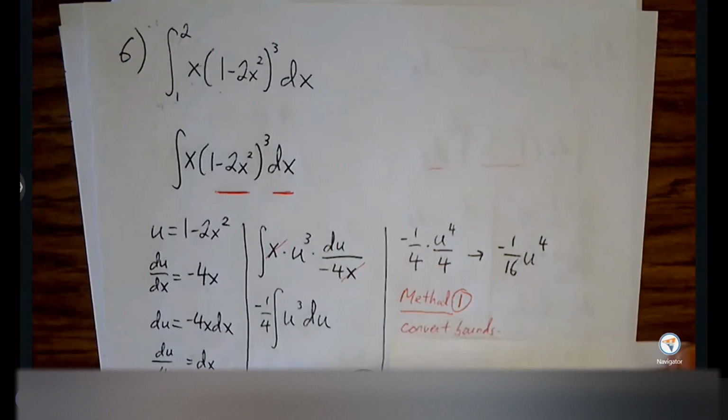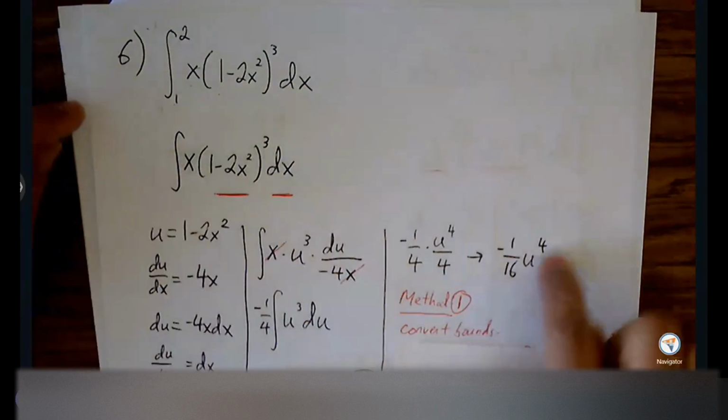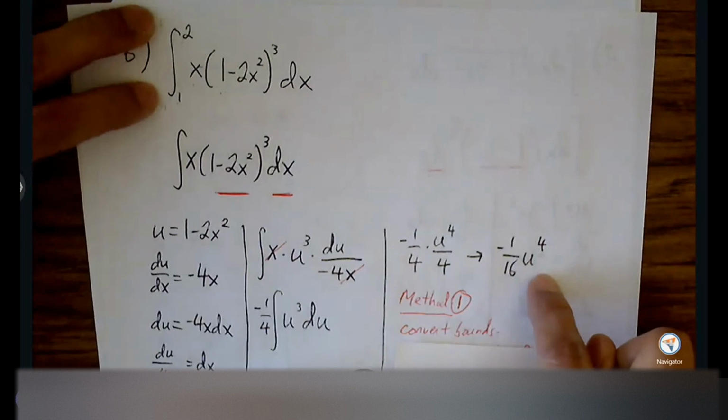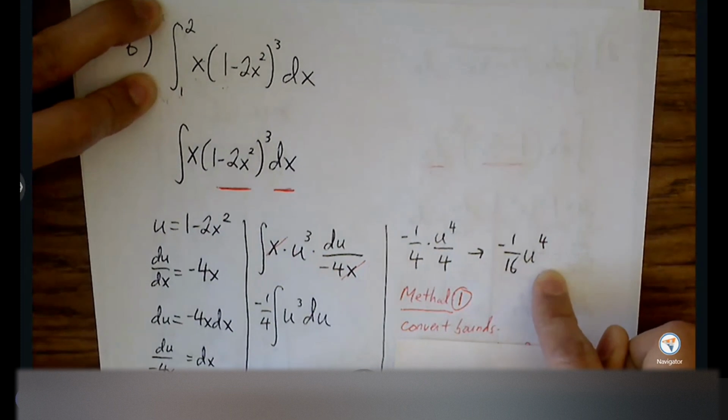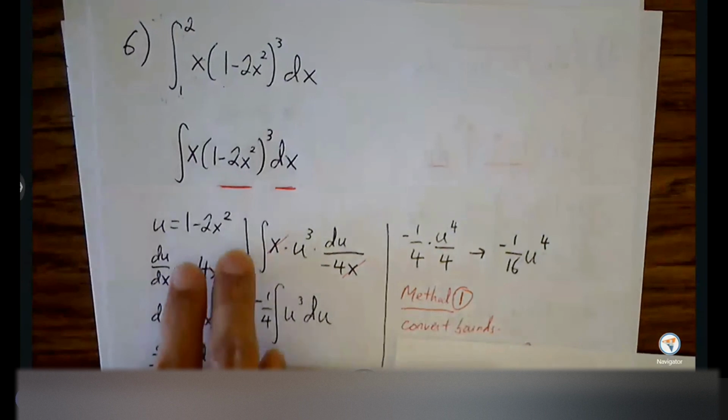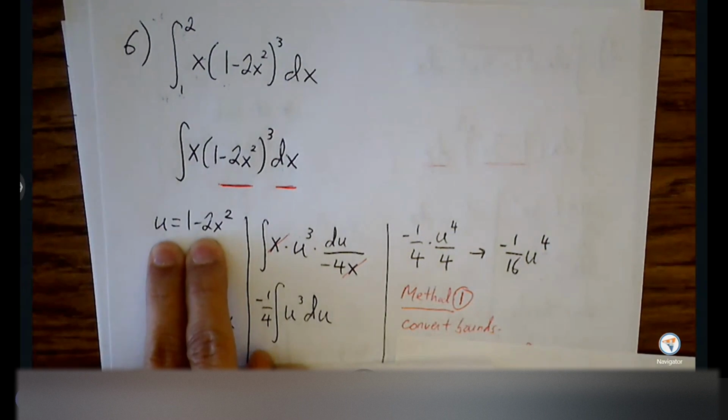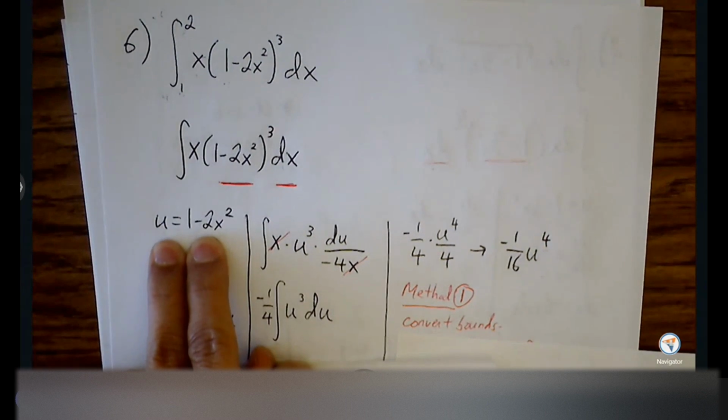So the first method is by converting the bounds. I'm going to leave this in terms of u. I'm going to convert my bounds in terms of u. So the key to help me get there is this assigned expression between u and x.